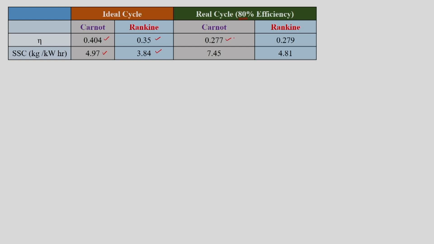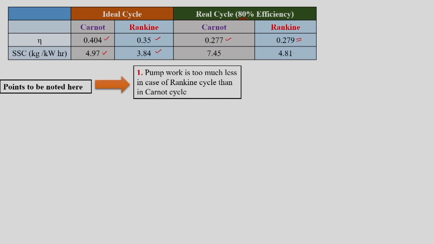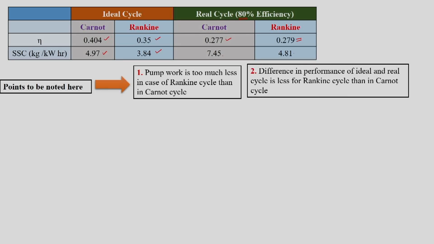only 27.7%, where the Rankine cycle crosses the efficiency of the Carnot cycle, and its efficiency is 27.9%. The specific steam consumption for the Carnot cycle increases by a large amount, and it becomes 7.45 if we have non-ideal parts, but there is only a minor increment in specific steam consumption for the Rankine cycle when it has non-ideal components. We can see that pump work is much less in the Rankine cycle than the compressor work of the Carnot cycle.